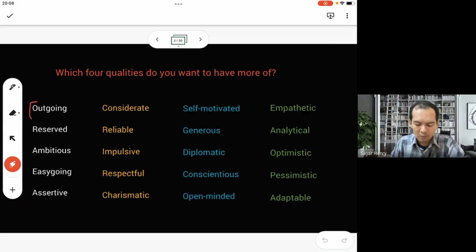When you see the word, the quality of outgoing, what kind of qualities do you remember? What do you think that means? So put it in the chat. Try to describe it. You can use the chat, or you can also just quickly say it out loud. Okay. So what does outgoing mean? What kind of quality is that?